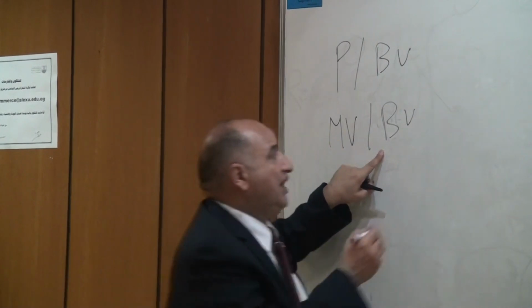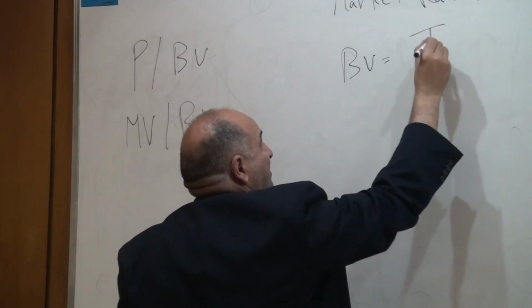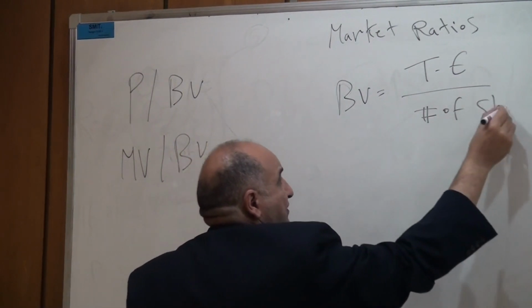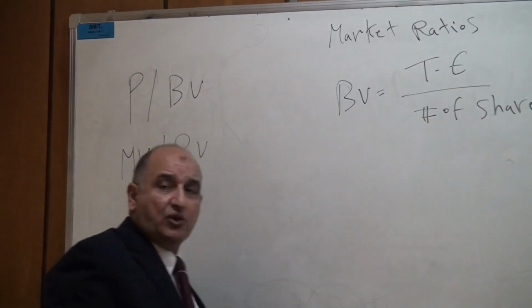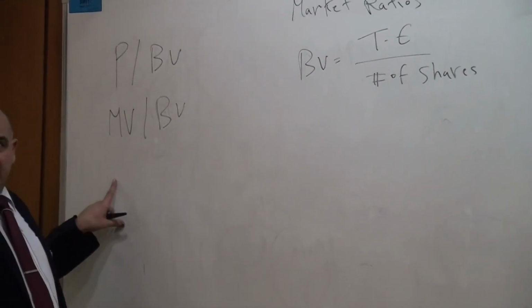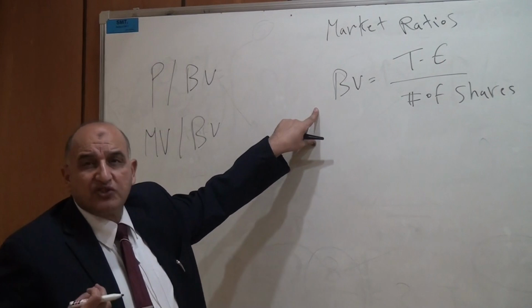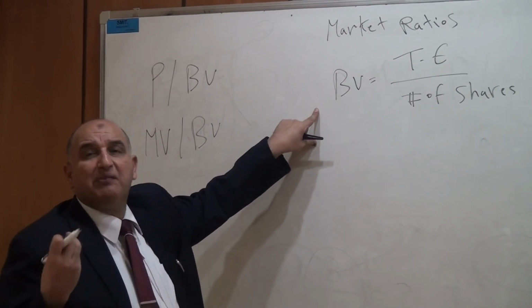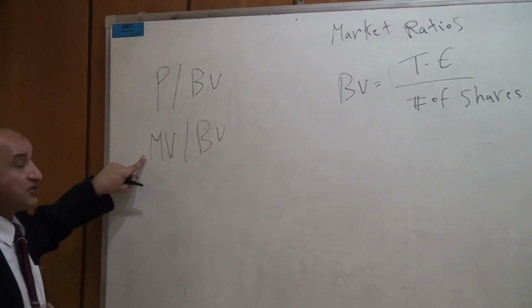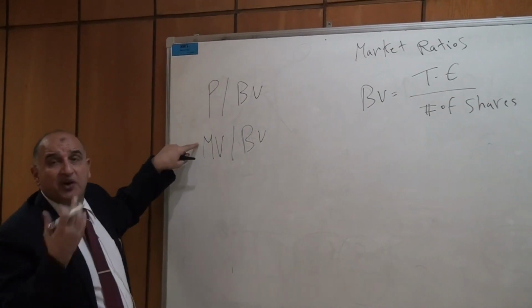Book value: how can we calculate it? You take the total equity divided by the number of shares. To understand the idea, normally we consider the book value as the fair value. And the market value is sometimes higher than the book value, and sometimes lower than the book value.